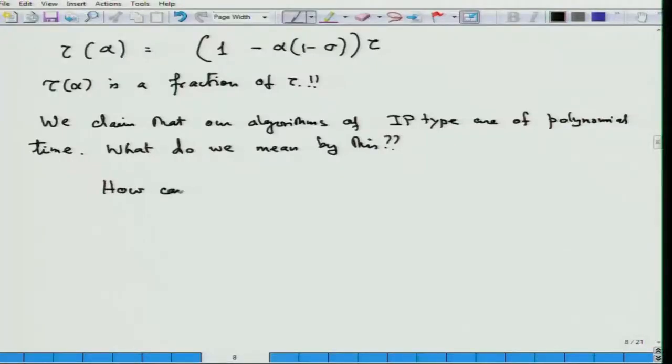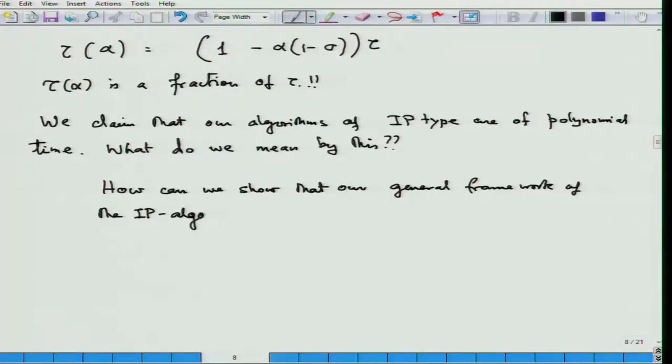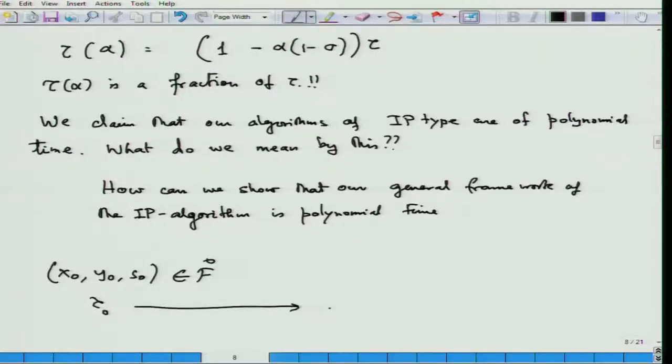How can we show that our general framework of the IP algorithm which we have done, which is actually this one, called the general IP algorithm, is polynomial time. Basically, the idea is this: you have a fixed x_0, y_0, s_0, and that you have fixed in F_0, and now you start the algorithm. You start with tau_0 and you are now pushing the tau_0 towards 0.